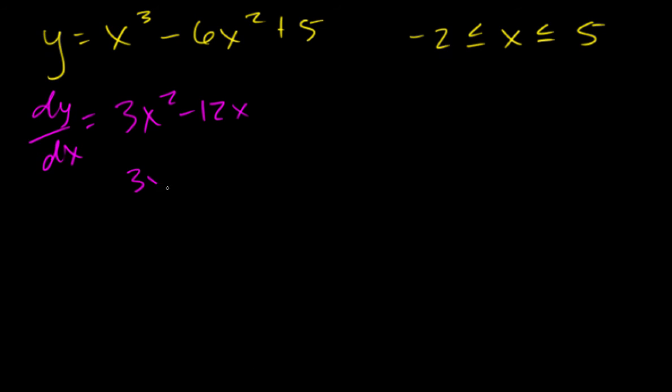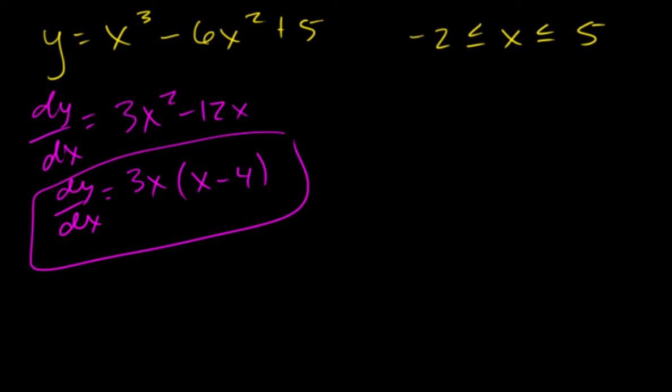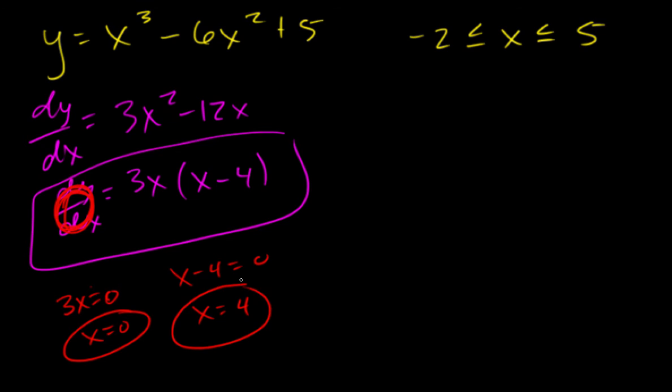Let's take out a 3x. This leaves us with x minus 4. So that's going to be our derivative. Now we want to know where our derivative is equal to 0. So we're going to change that to a 0. And so we get 3x equals 0, x minus 4 equals 0, which is x equals 0, and x equals 4.